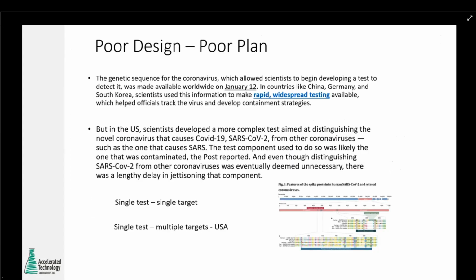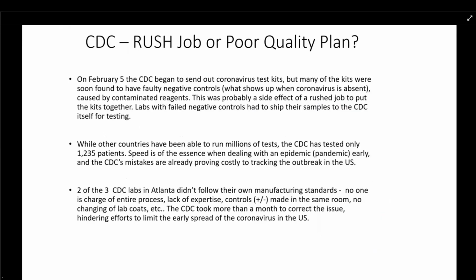The CDC was under a lot of pressure to create a rapid test kit for COVID-19. Other countries had created them, Germany, China, South Korea. The sequence information of the coronavirus was published, so this information was available. The CDC decided that instead of having a single test against a single target, which is COVID-19, they wanted to have a single test with multiple targets. They wanted to differentiate COVID-19 from SARS-CoV, and this decision caused a lot of heartburn down the road.